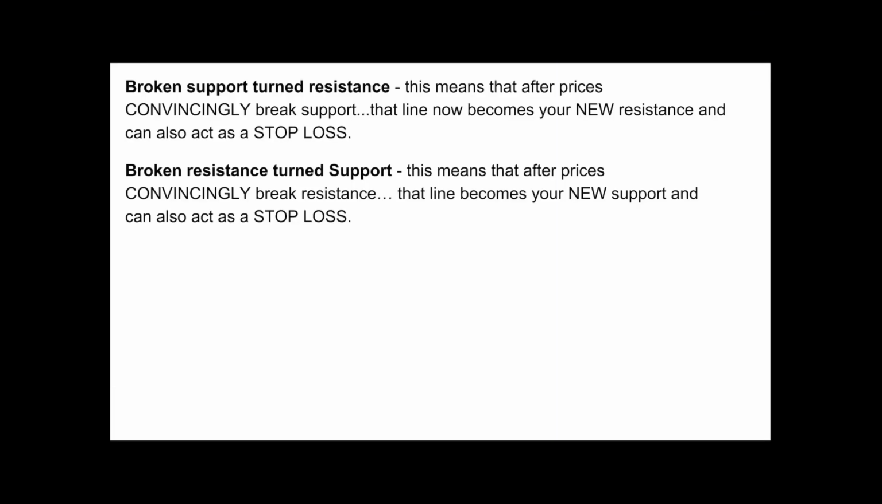So let's get right into it. This is important. Broken support turns resistance. This means that after prices convincingly break support, which is your series of lows, that line now becomes your new resistance and can also act as a stop loss. Broken resistance turns support. This means that after prices convincingly break resistance, that line becomes your new support and can also act as a stop loss. So let's get right into it.